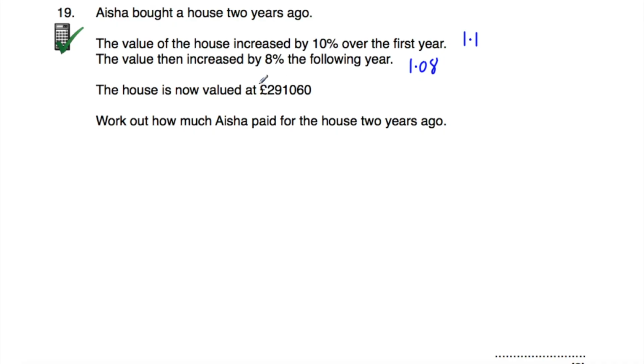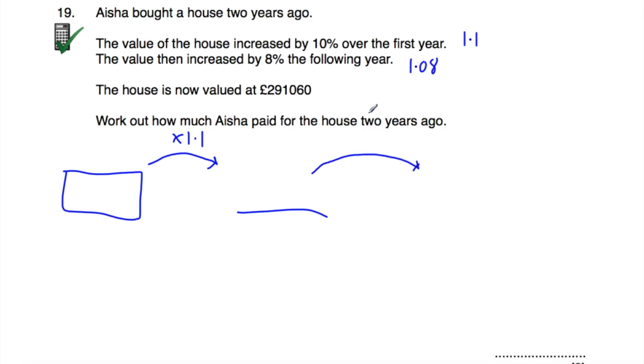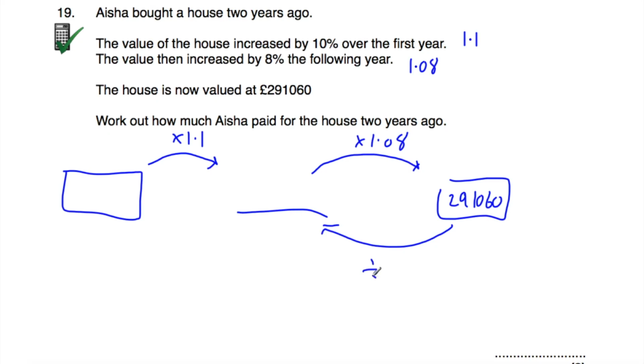The house is now valued at £291,060. Aisha bought the house and paid this amount for it. It increased in value by 10%, so it could be multiplied by 1.1, and that would be the price after the first year. Then the value increased by another 8%, so it's been multiplied again by 1.08, and the answer is equal to £291,060. So we're going to work backwards: we take the £291,060 and divide it by 1.08 to get the price last year, and then divide by 1.1, and that will give us the value of the house when she first bought it.